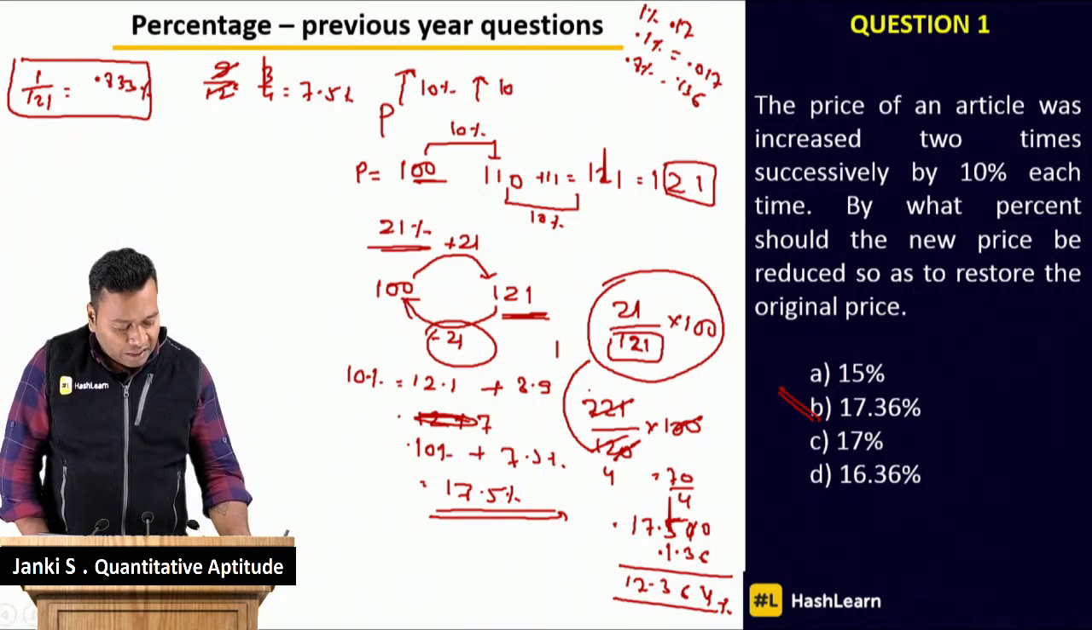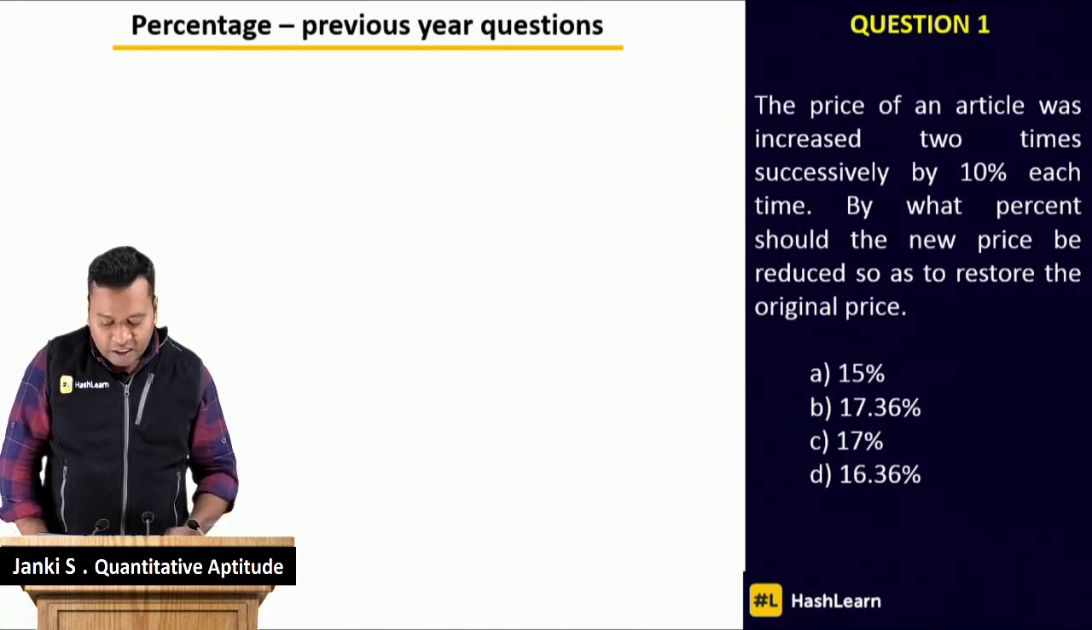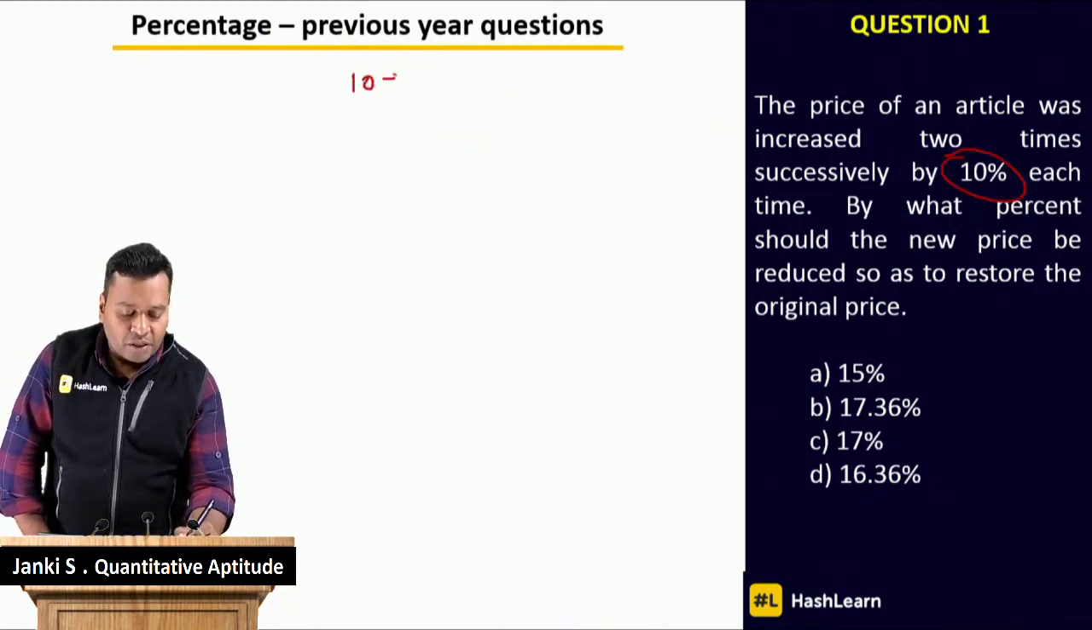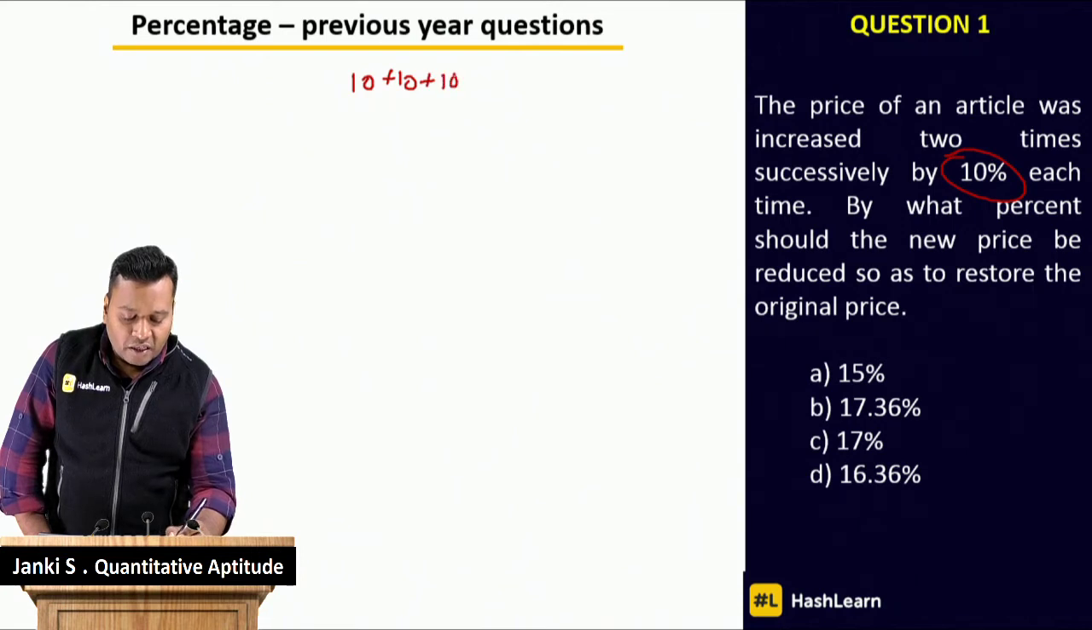But अगर आप वो नहीं कर रहे हैं तो आप क्या करने वाले हैं? You have seen that there are two successive changes, 10% and 10%. That means 10 plus 10 plus 10 into 10 by 100, right? So that is the first step. This is my first step here.